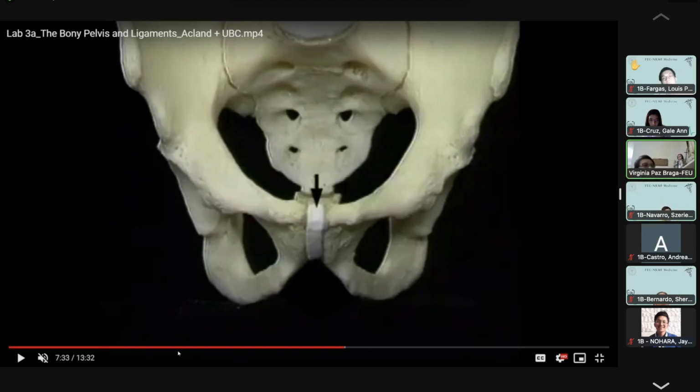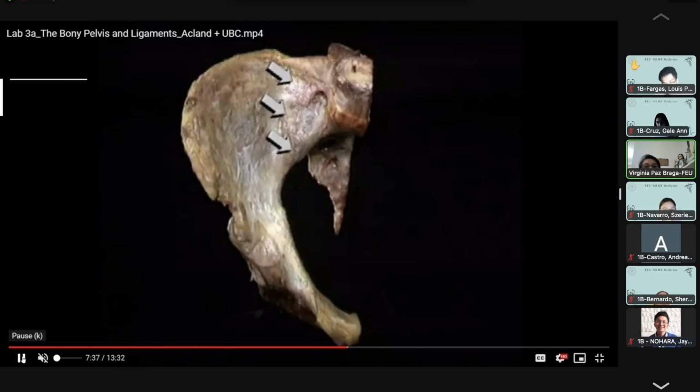Kung tama tayo. Okay. But suffice it to say, usually it's also called a symphysis. That's why the name is also symphysis pubis. Okay? Sige. Next. Next po. This is also important. What do you call this area?